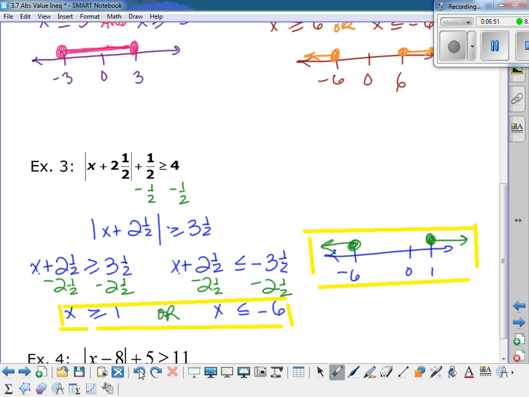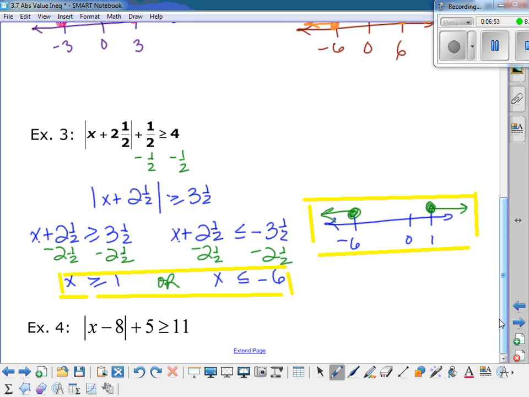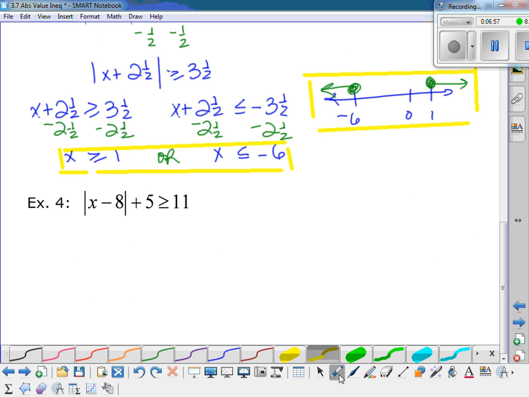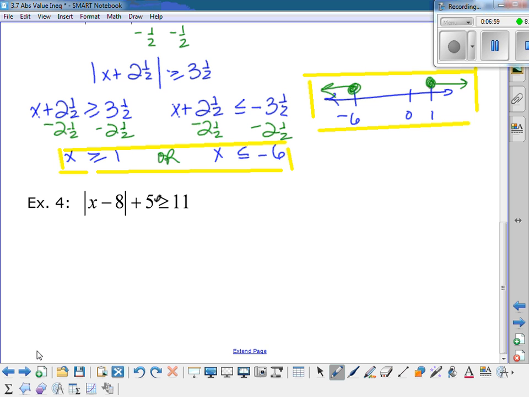Okay. This next one, actually, let's turn that sign around. I want to have you guys do it less than or equal to. And you're going to do it on your whiteboards. So the absolute value of x minus 8, and then outside of that you have plus 5, is less than or equal to 11.